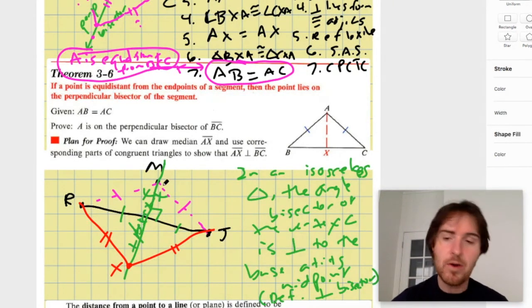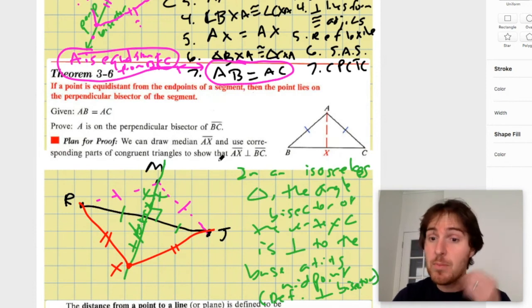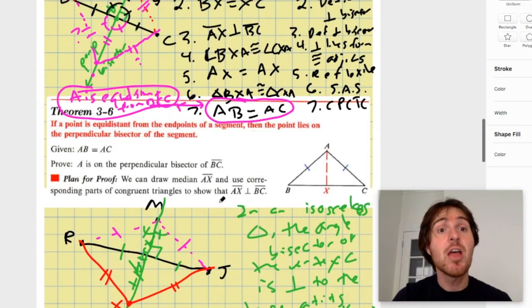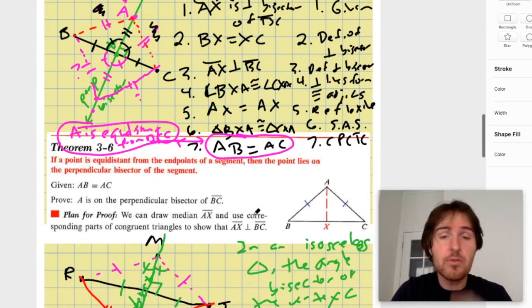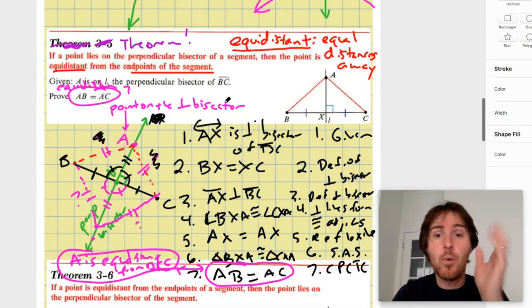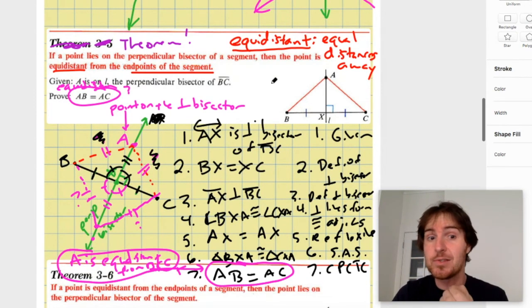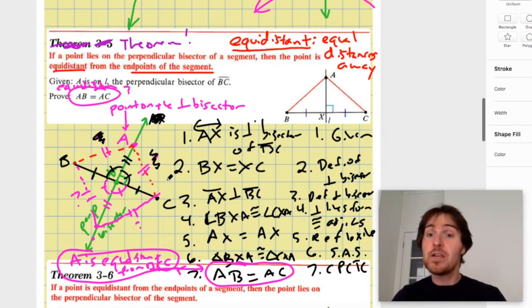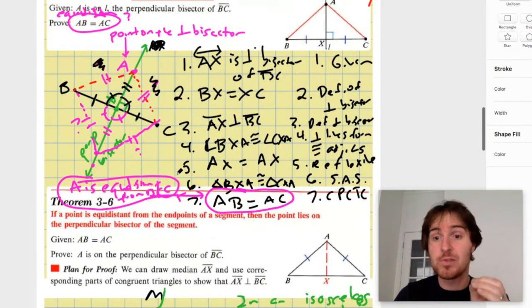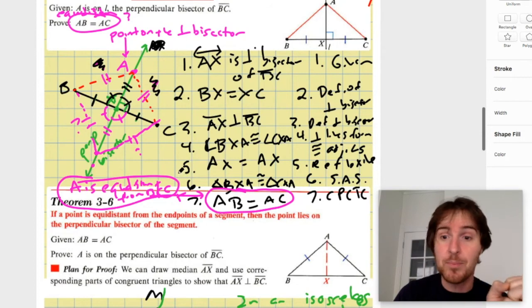So you might be wondering, these are pretty similar theorems. Yes, they are. Maybe think about them for a second. They are converses of one another, just opposites. If a point lies on the perpendicular bisector, we know it's the same distance, equidistant. That's what equidistant means: equal distances away from the endpoints of a segment. If we have a point that's equal distances away from the endpoints of a segment, we know it's on that perpendicular bisector.